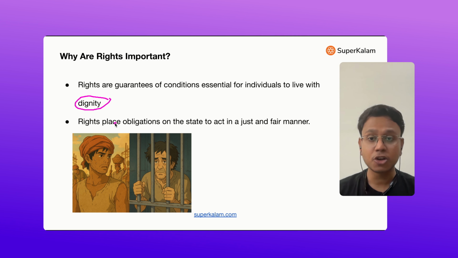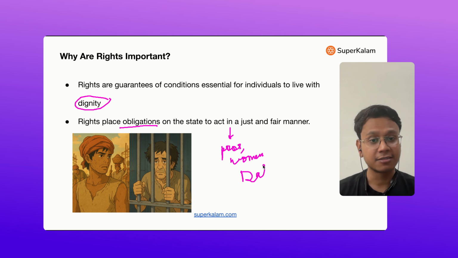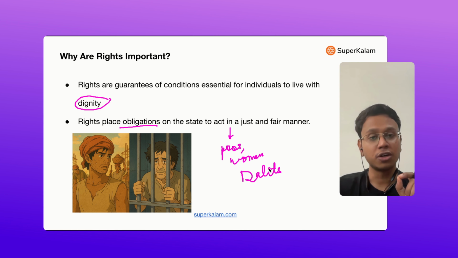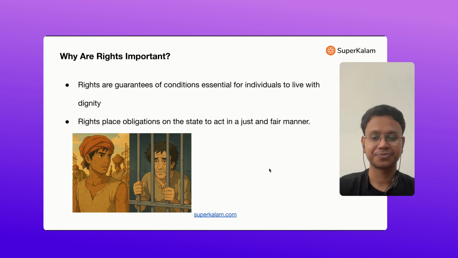And rights also place certain obligations, certain duties, on the state, so that the state acts in a just and fair manner. For instance, the state should ensure that the poor, women, and Dalits, whose rights are violated and who are discriminated against in our society, are protected. It's a duty of the state. So rights first ensure a dignified life for every individual, and also make the government responsible to act in a fair manner. They do not discriminate against individuals and do not act in an arbitrary manner. That's the basic essence of rights.